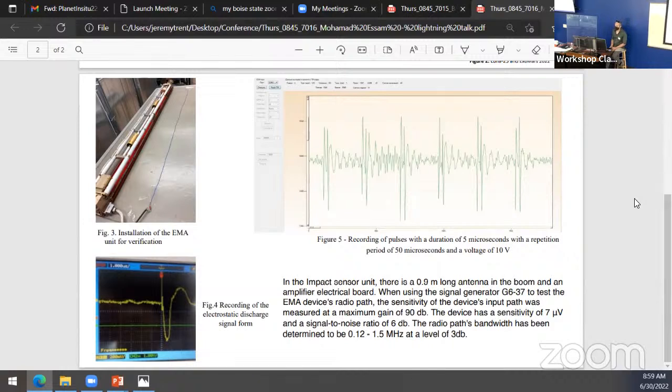So in laboratory conditions, as you can see, for example in figure 4 and figure 5, it shows an example of recording a signal from the EMA amplifier on an oscilloscope screen when exposed to an external noise, electrostatic discharge.